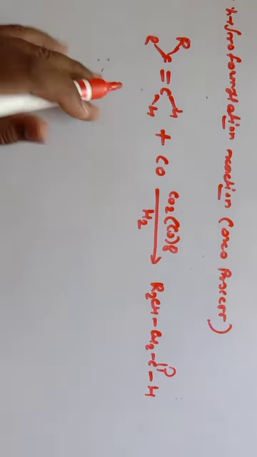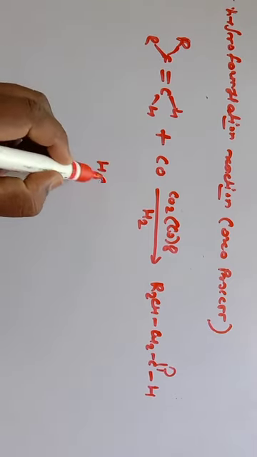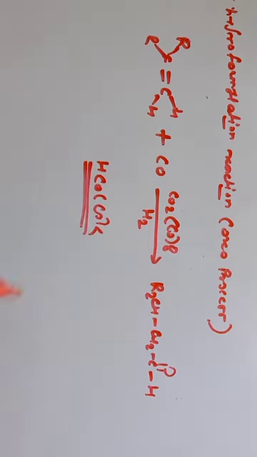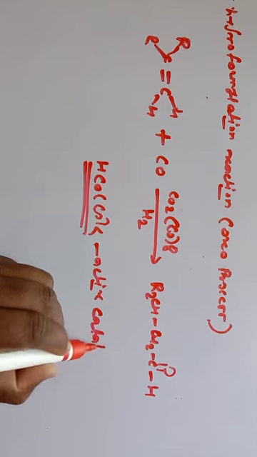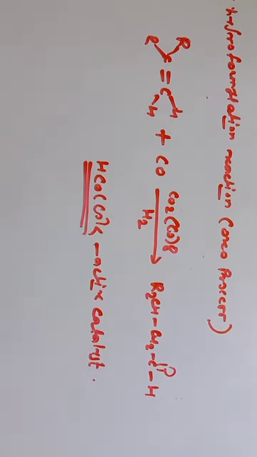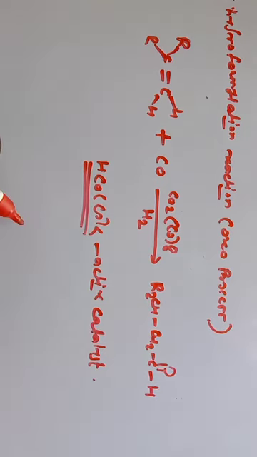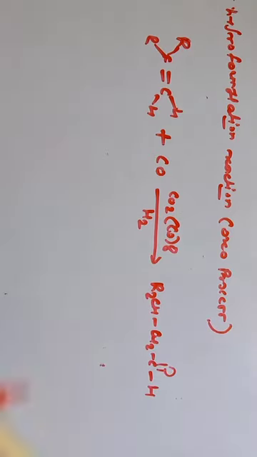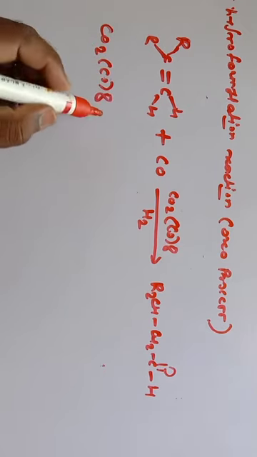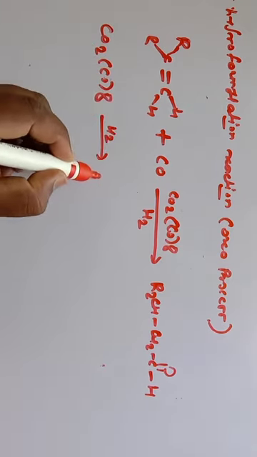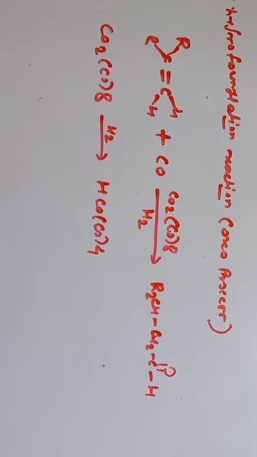So the active catalyst for this oxo process is HCo(CO)4. This is your active catalyst for this process. Initially, the conversion of dicobalt octacarbonyl to HCo(CO)4 with the help of H2 occurs. So how does this conversion occur? This dicobalt octacarbonyl reacts with H2 with the formation of HCo(CO)4.